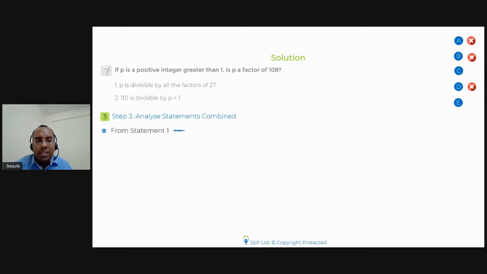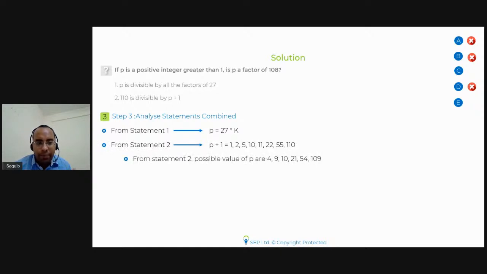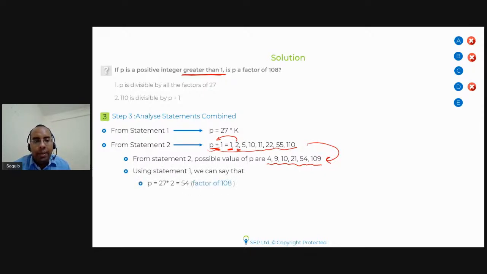When you combine both these statements, things become a bit easy. P is 27 times k, and these are the possible values of p plus 1. So if p plus 1 can be any of these possible values, the value of p can be only these. Keep in mind that p plus 1 cannot be equal to 1 because that would give you p equal to 0. So those of you who ended up marking B as the answer did not pay attention to the fact that p is greater than 1. So p cannot be 0, and p plus 1 cannot be 2 also, because then that would give p equal to 1. Even that is not possible. So from statement 2, you can come to the conclusion that these are the possible values of p. And from statement 1, you already know that p is 27 times something.